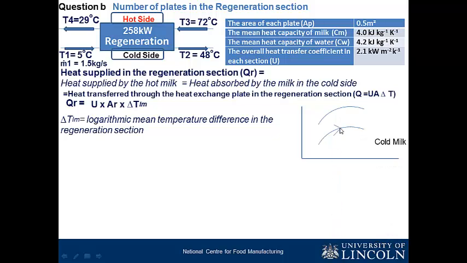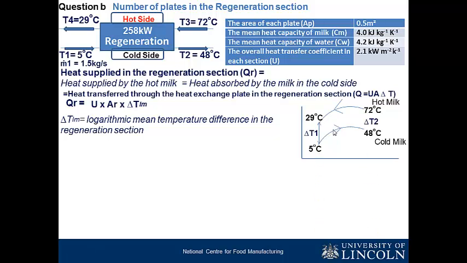Let's say this is our cold milk moving from here to here. Then our hot water is moving from here to here. So that shows that our cold milk is coming in at 5 degrees Celsius and is leaving at 48 degrees Celsius. Sorry, our hot milk, because this is the regeneration section. Our hot milk is going in at 72 degrees Celsius and is leaving at 29 degrees Celsius, which is just what we have calculated. So we can find out our DT.